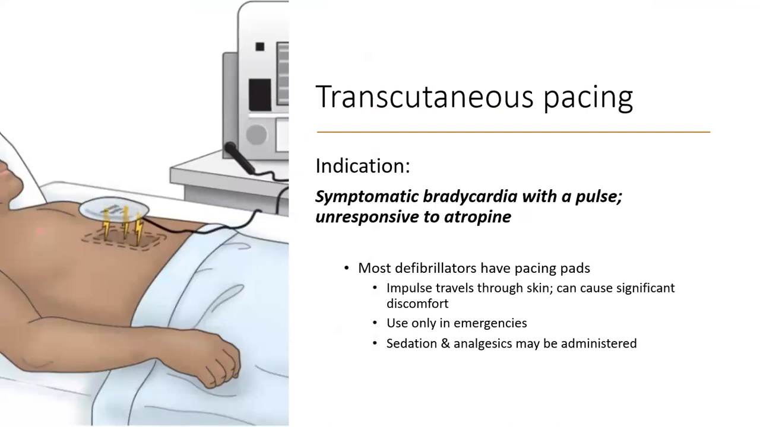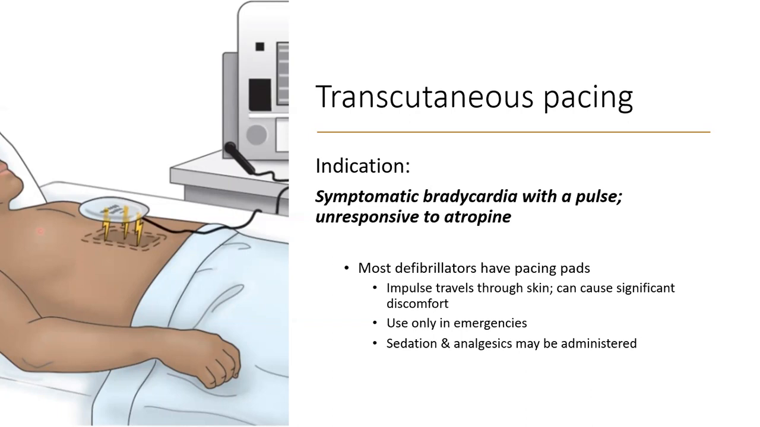Transcutaneous pacing. This one is for symptomatic bradycardia with a pulse, unresponsive to atropine. So if atropine does not work, then I can use transcutaneous pacing. Most defibrillators have pacing pads. A lot of times you'll use similar pads to the ones that you used to send the shock through. The impulse travels through the skin and can cause significant discomfort. You only really use this in emergencies, and sometimes sedation or analgesics may be administered.